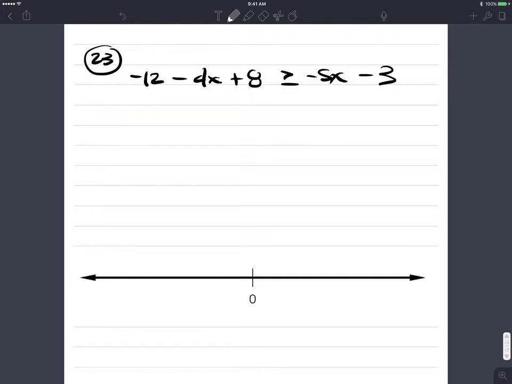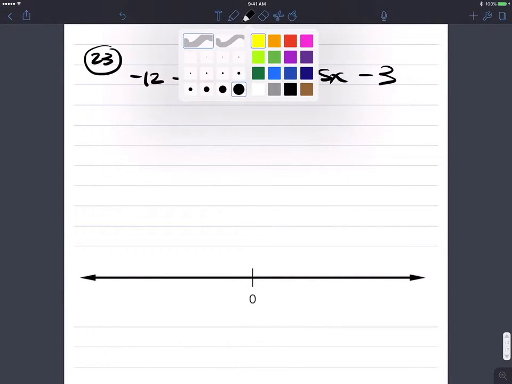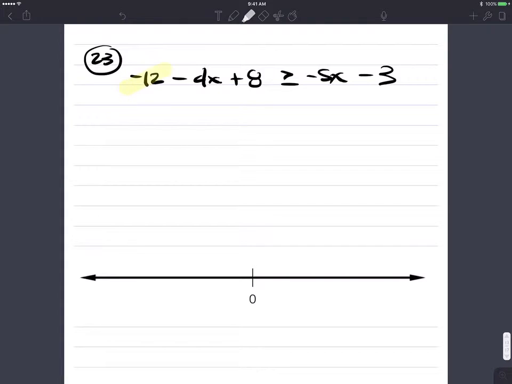Number 23. We're going to solve this linear inequality for x. On the left side, you notice that we can simplify. There's a constant negative 12 and a positive 8. These terms are like. We can combine them. Negative 12 plus 8 is negative 4. Negative 4 minus 5x is greater than or equal to negative 5x minus 3.